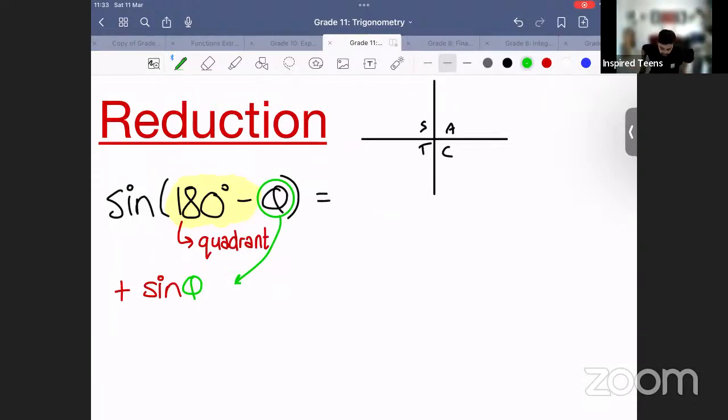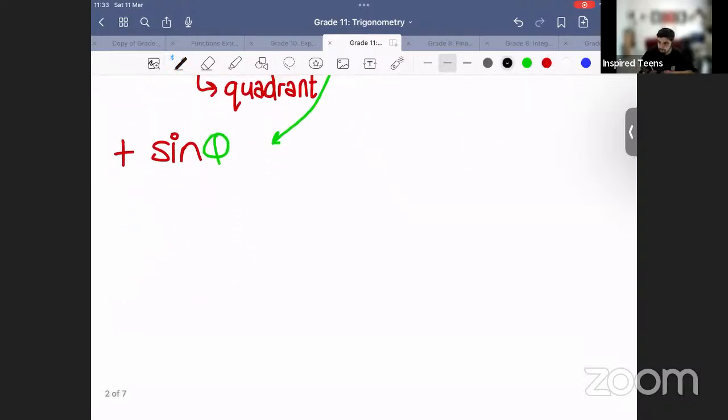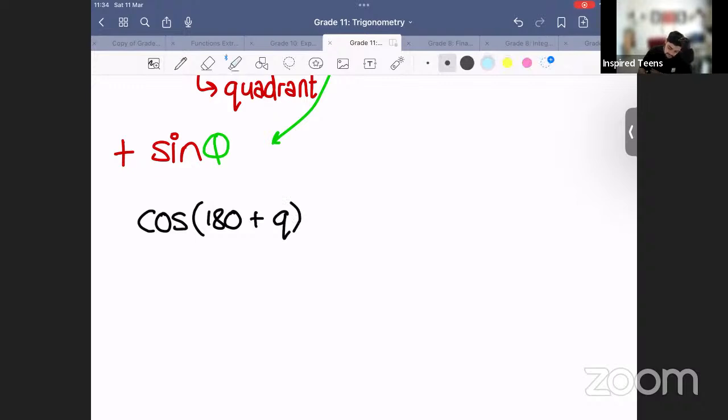Hello, I'm back. Okay, so I hope that makes sense. If it doesn't, don't worry, we'll be doing 500 examples. Let's do number 2 out of 500. And then we can get into some exceptions. Let us do cosine of 180 plus theta. So let's take it step by step.